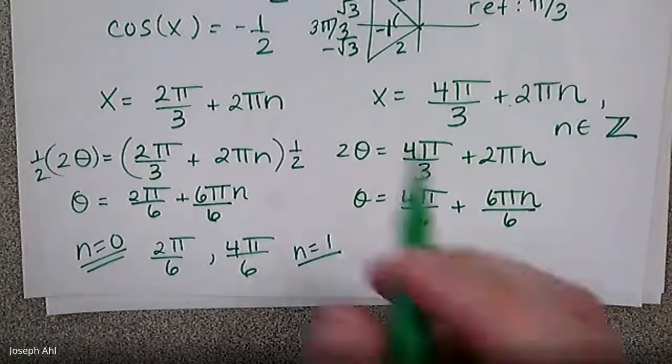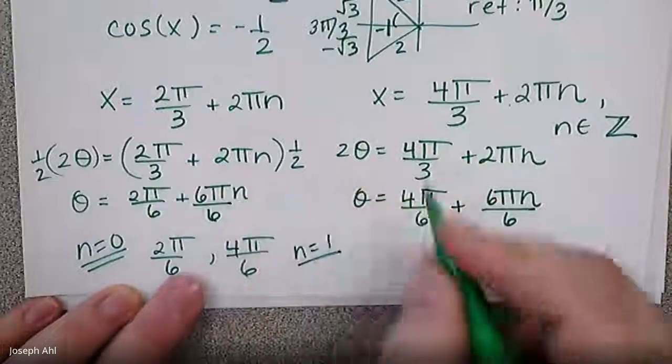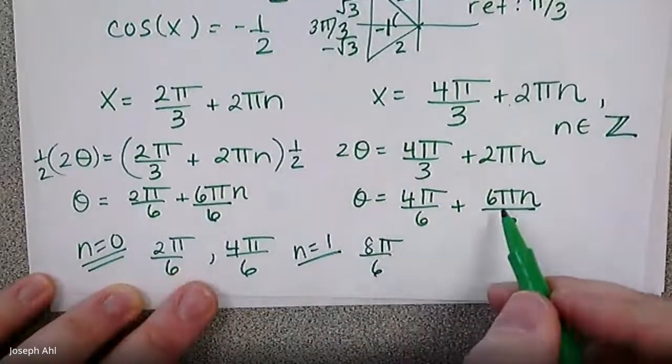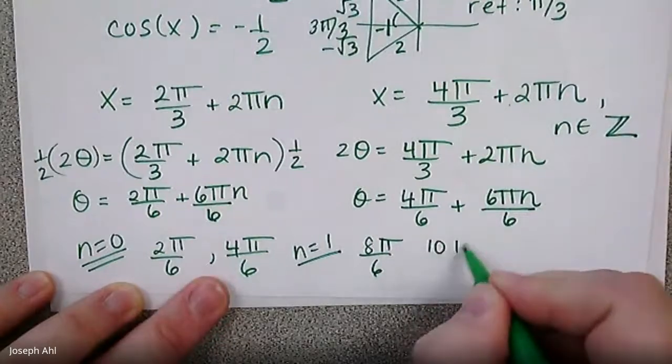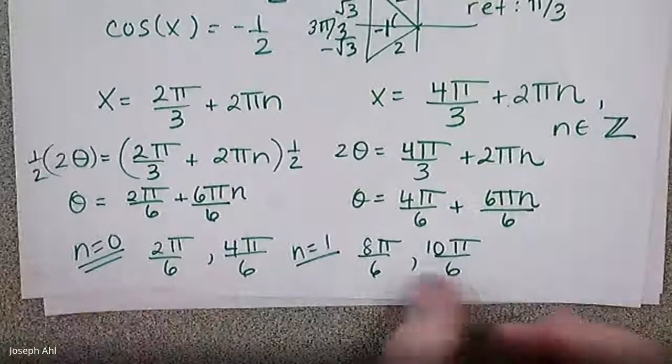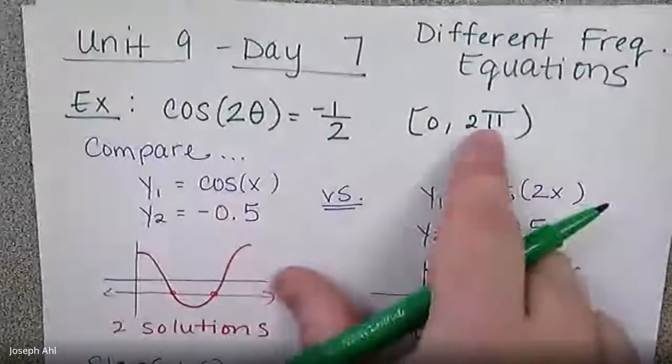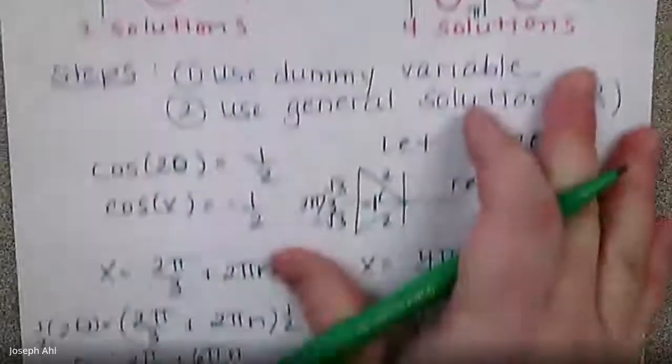So let's see, n equals 1 would get me 2 pi plus 6 pi, which is 8 pi over 6. And over here, 4 pi plus 6 pi, which is 10 pi over 6. So we get 2 more answers. And how do I know when to stop? I should stop when I get to 2 pi. I don't want to get any answers that are bigger than 2 pi.